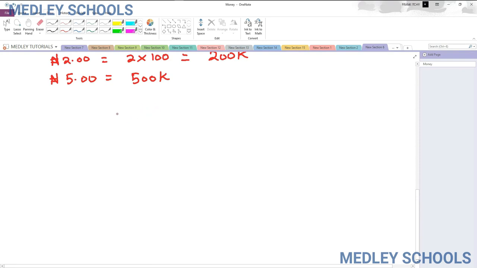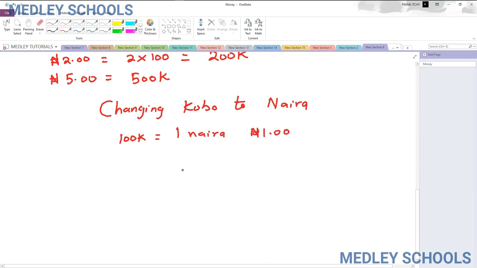First, we're going to talk about changing kobo to naira. From what we learned just now, we know that 100 kobo is equal to 1 naira, and this 1 naira can be written as this. Now, if 100 kobo is equal to 1 naira, this means 300 kobo is equal to 3 naira, and it can be written as 3 naira. So we are going to solve some examples below before you are given exercise.